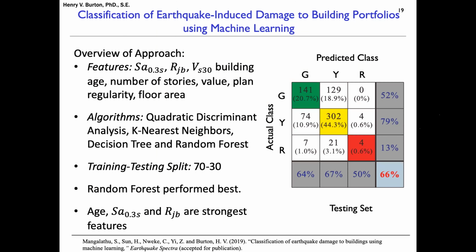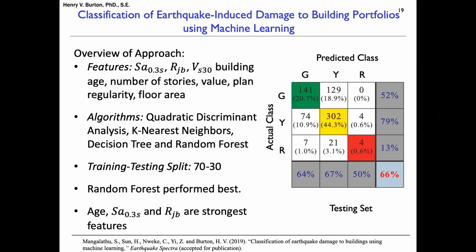features related to the earthquake shaking and the building. So the features are related to shaking intensity, how far you are from the epicenter, site parameters such as Vs30. We evaluated several different algorithms. Random forest turned out to perform the best. And the age of the building, the shape, the intensity measure, and the Joyner-Boore distance turned out to be the strongest features. We got about 66% accuracy overall, so not great.